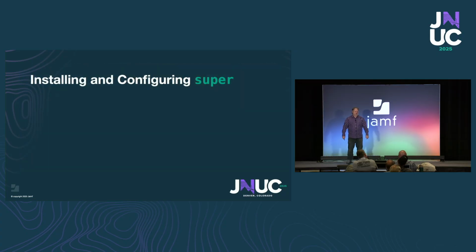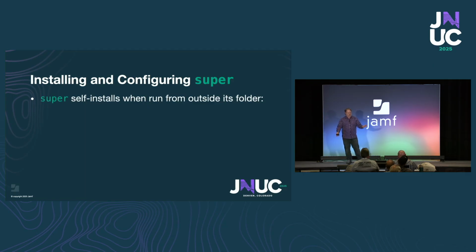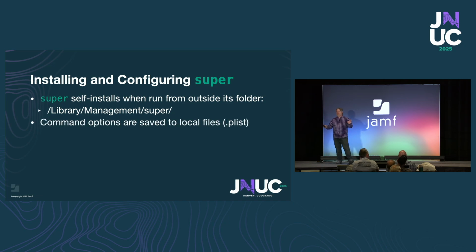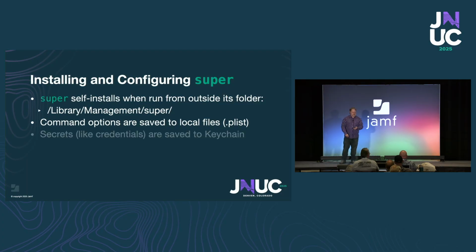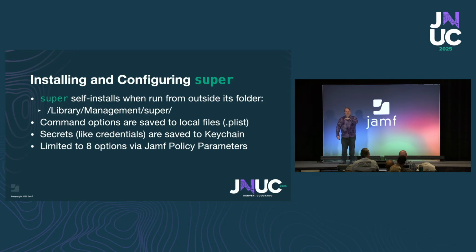So, installing and configuring Super. Again, Super self-installs if it's run from anywhere outside of its folder. Okay, that's where it wants to live. The command options are saved to local files like regular plists. So it's a little bit different than a regular command in that when you run Super, you can give it what you want it to do, and it remembers that to a plist more like a regular app does. Secrets are saved to the keychain. If you give Super secrets, they go to the keychain. Again, more like a regular app. And then because Jamf Pro is limited to 8 parameters in the policy, you have other options like config profiles to deploy to Super as well if you want.